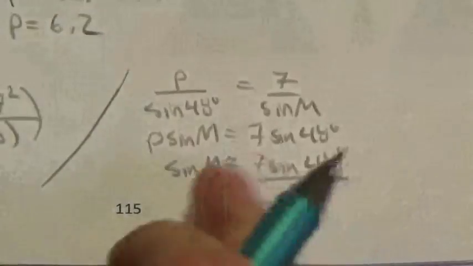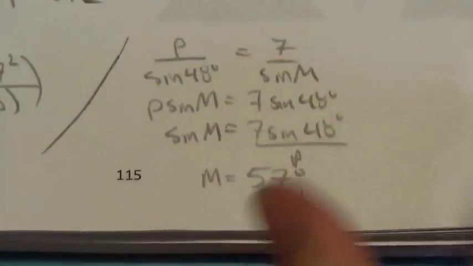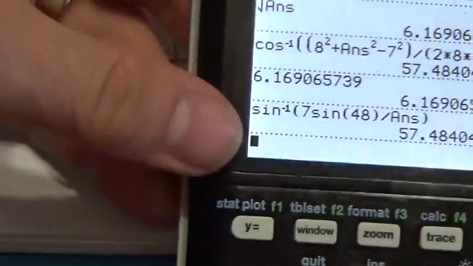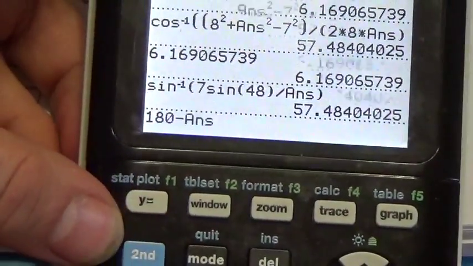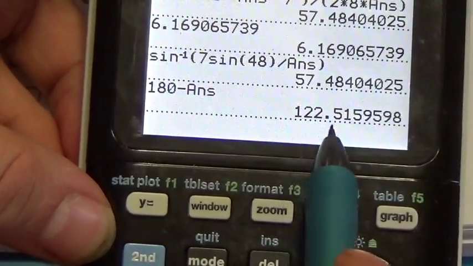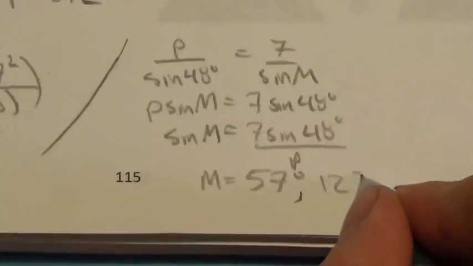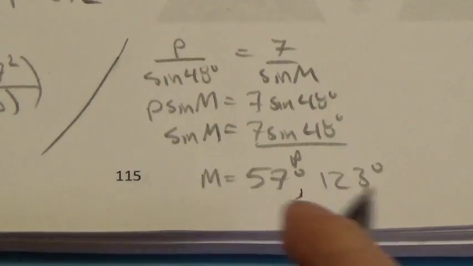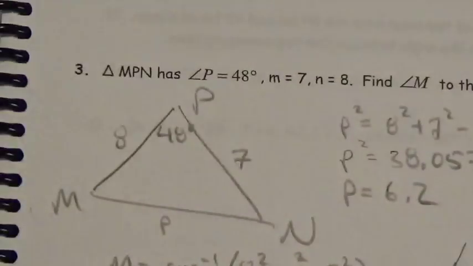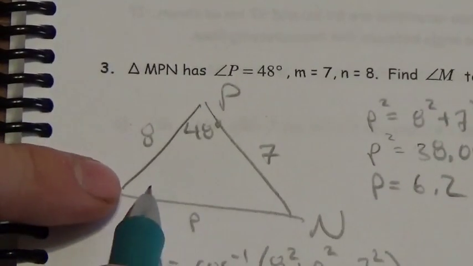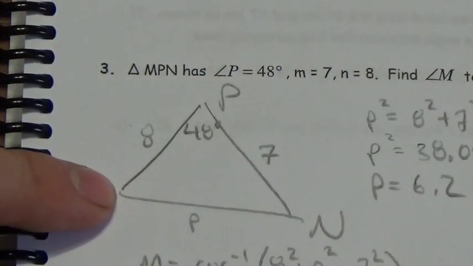Now, because of the sine law here, this could have been that, or it could have been 180 minus that, or it could have been 123 degrees. I've got two possibilities here. So this is the issue with the sine law. So let's go back though. We were looking for angle M. This could have been 57 or 123.